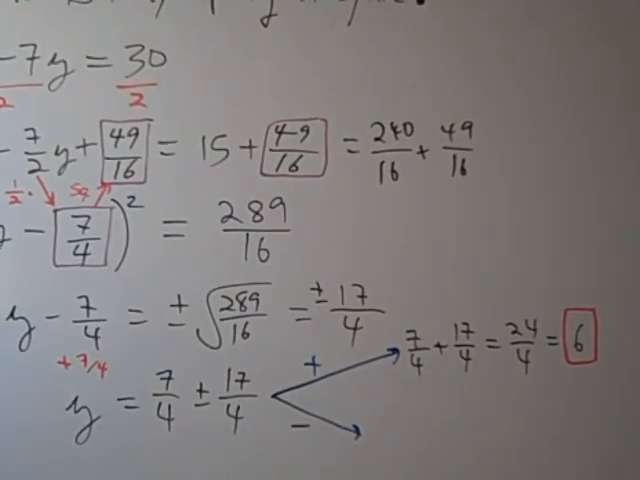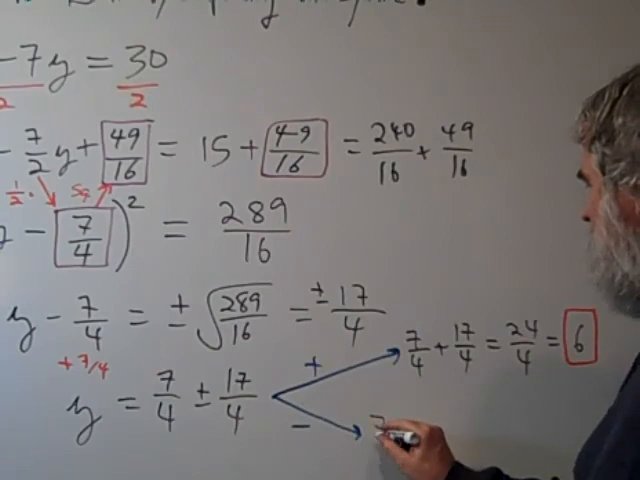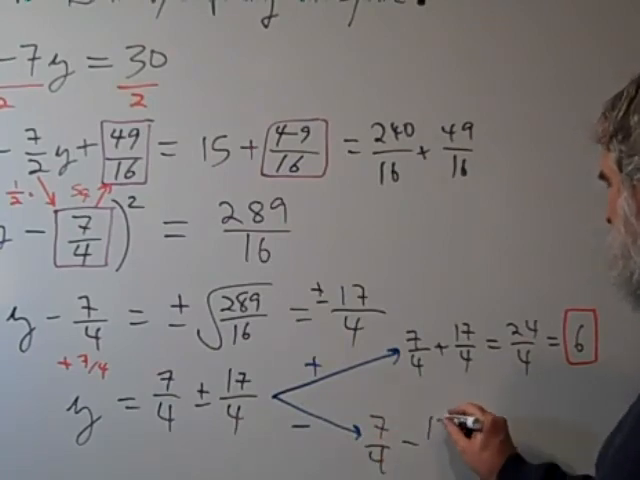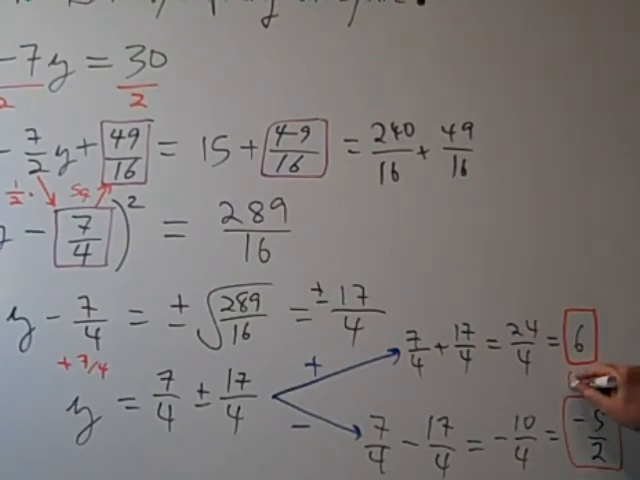So one solution is y equals 6, and the other solution comes from taking the negative in the middle, so we have 7/4 minus 17/4, which is negative 10/4, or negative 5/2. So there's a second solution to this quadratic equation. We have these two solutions for y.